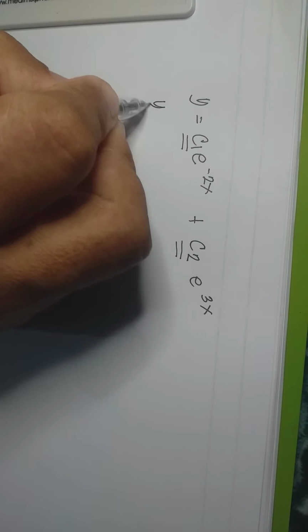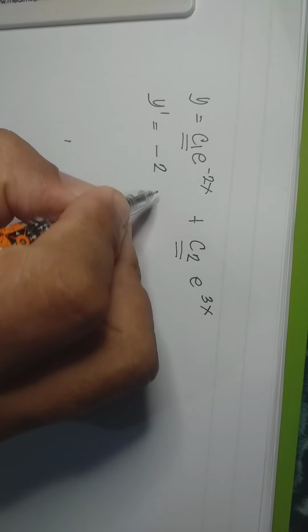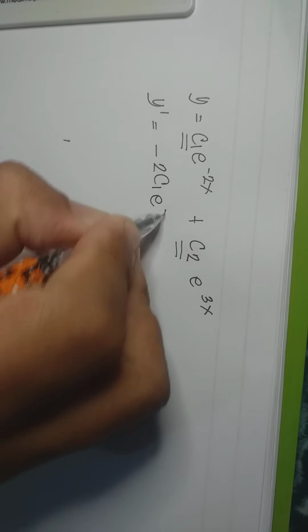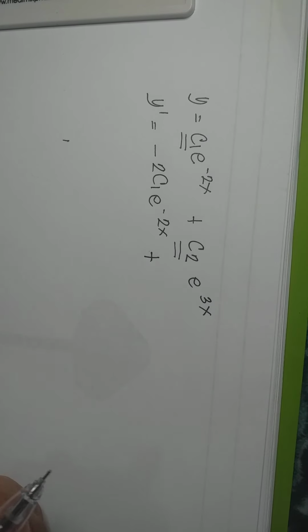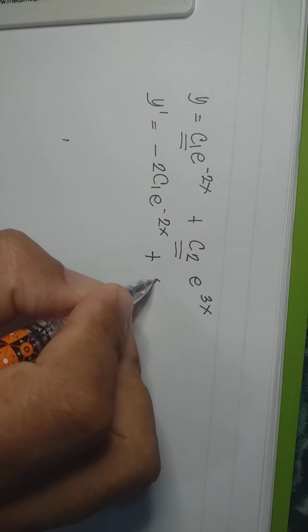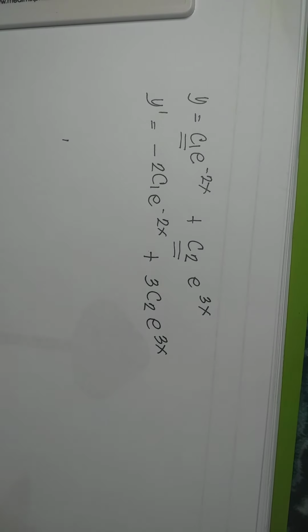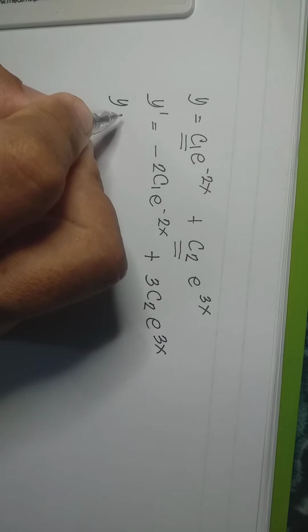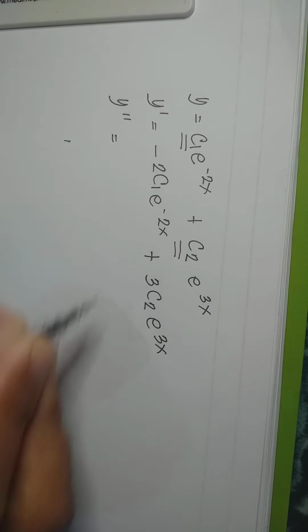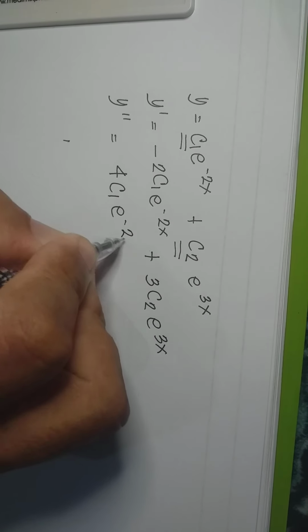So we have y prime, or the first derivative, equal to negative 2 c sub 1 e to the negative 2x. And the first derivative of the second term of the equation is 3 c sub 2 e to the 3x. As I told you a while ago, we have to differentiate this twice. So what will be the second derivative of the equation? We have y double prime equal to 4 c sub 1 e to the negative 2x.